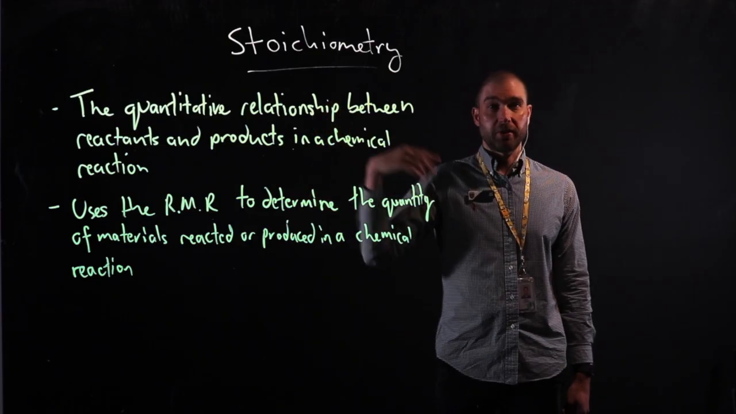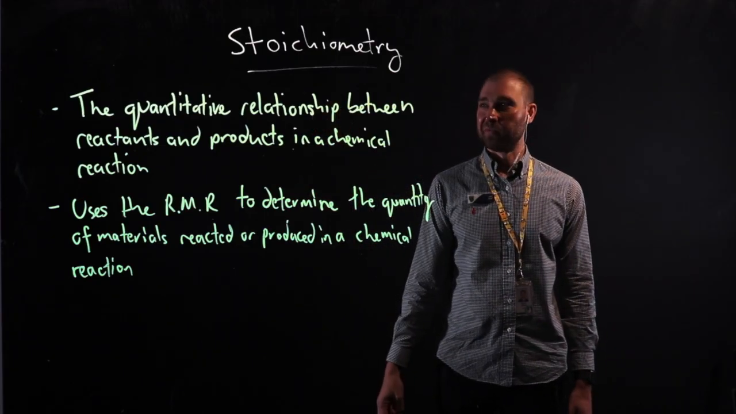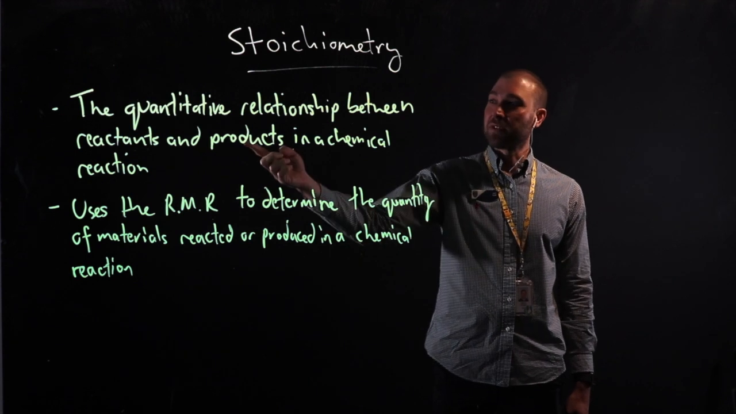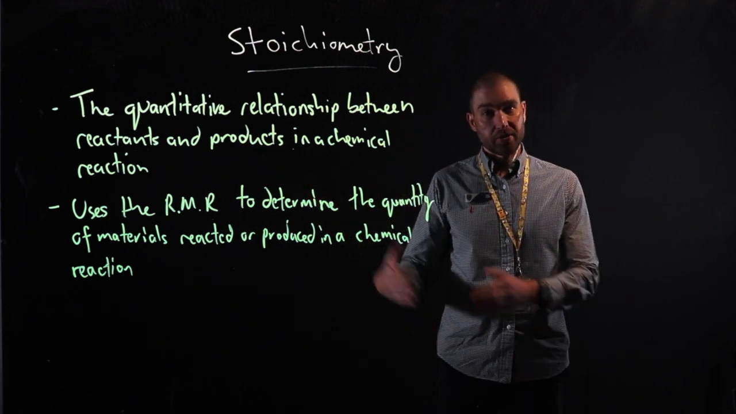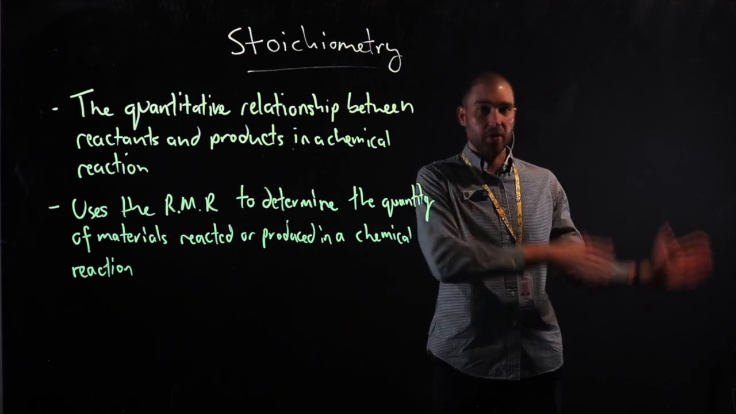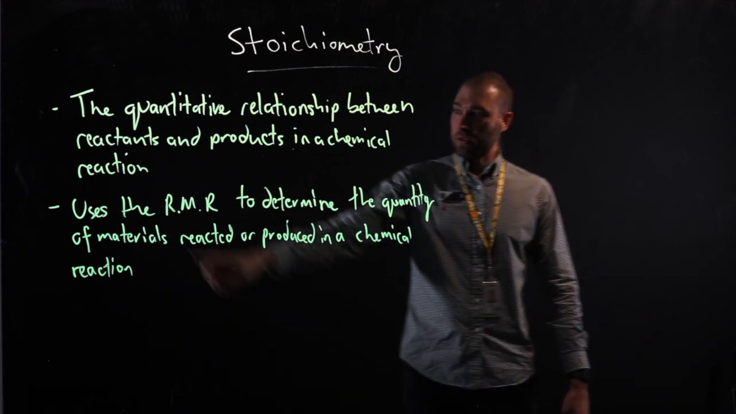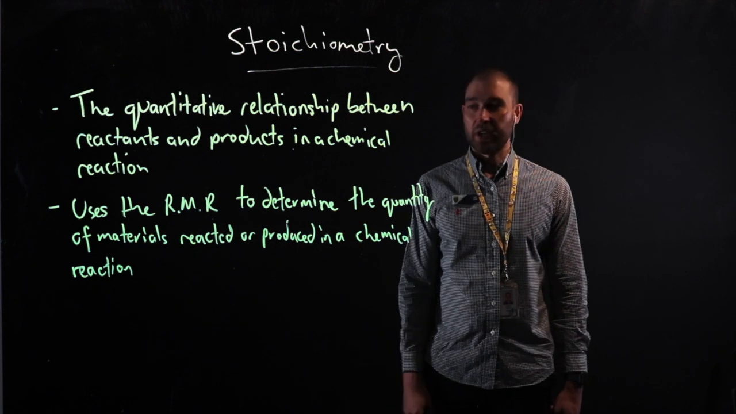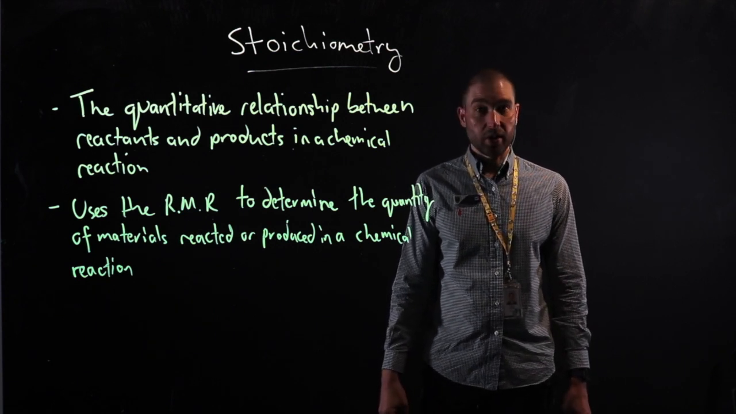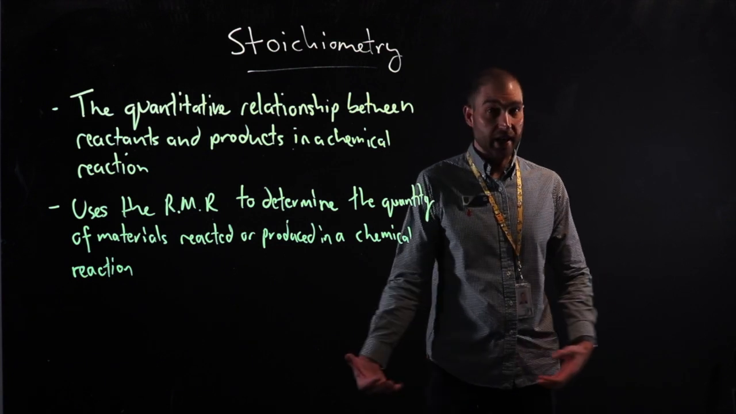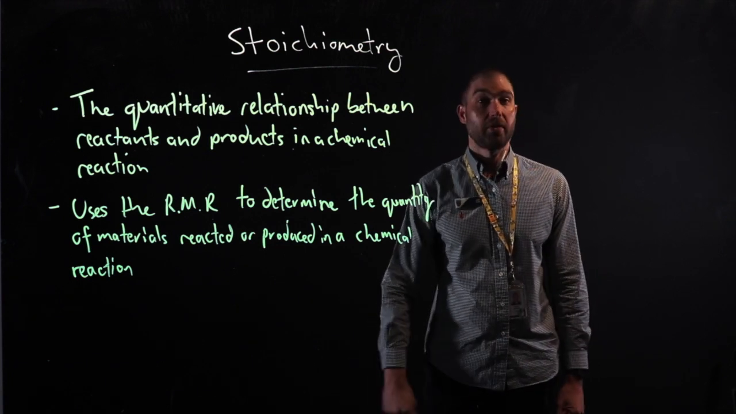So what is stoichiometry? Stoichiometry, depending on how you've been taught to pronounce it. It's the quantitative relationship between reactants and products in a chemical reaction. So if we know how much reactant we're starting with, we can figure out how much product we're going to be producing. It uses the RMR, which is the reacting mole ratio of the reactants compared to the products, to determine the quantity of materials that you can react or produce or both in a chemical reaction.